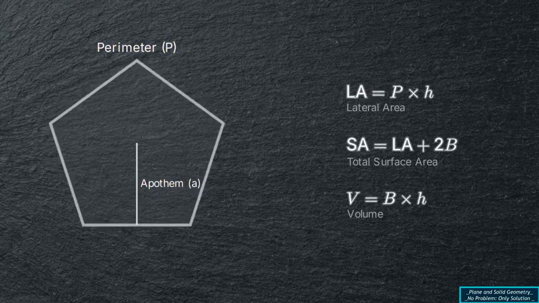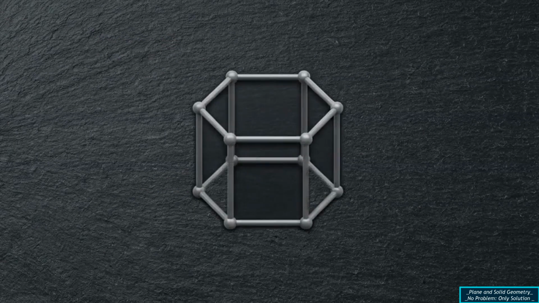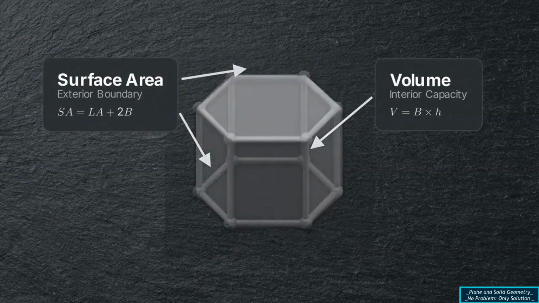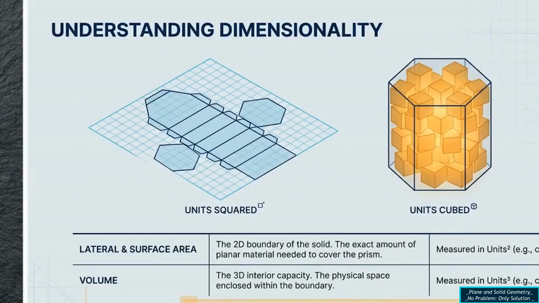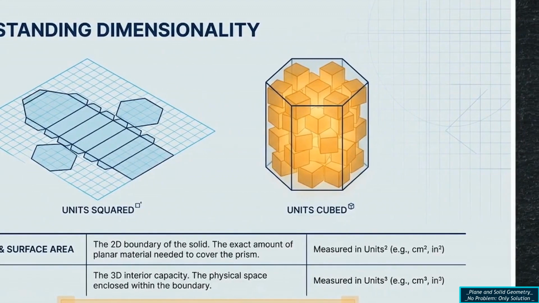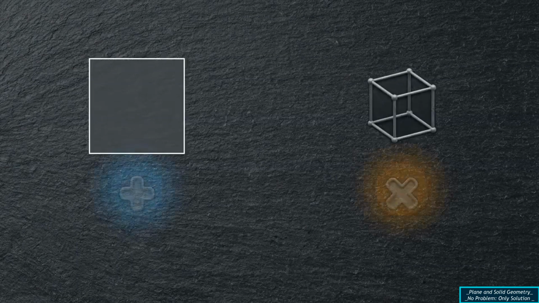We have now mapped the 2 primary ways to measure a solid, the exterior surface area and the interior volume. Because surface area represents a flattened net of 2D planes, its result is always expressed in units squared. Because volume measures the physical capacity within that boundary, its result is always expressed in units cubed. This relationship is summarized in the rule of thumb at the bottom.